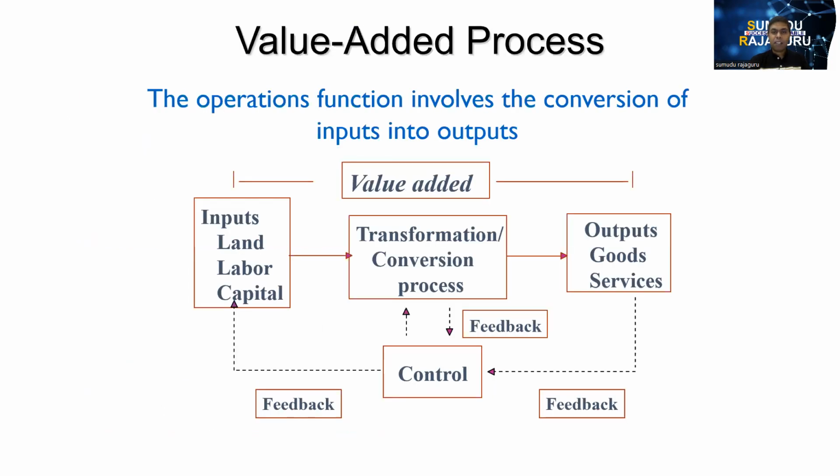Then this is a normal transformational process. For example, the operation function involves the conversion of input into output. Now you can see there are some inputs, for example, land, labor, capital, material, whatever. Then there is the transformation, the conversion process here. After the transformation process, there is an output coming from the system. That output can be goods as well as services.